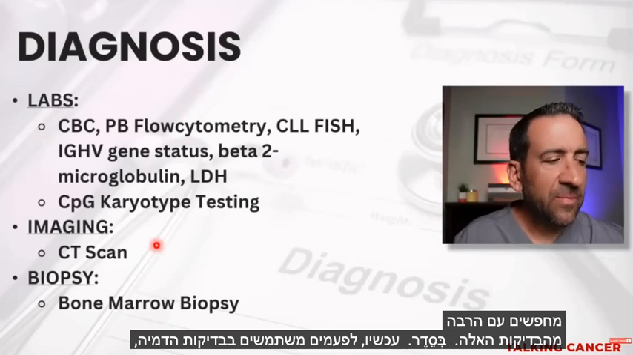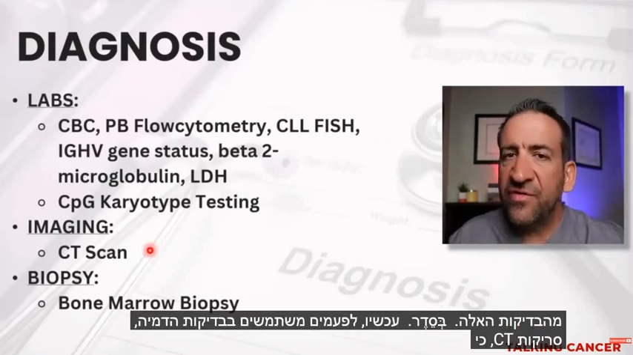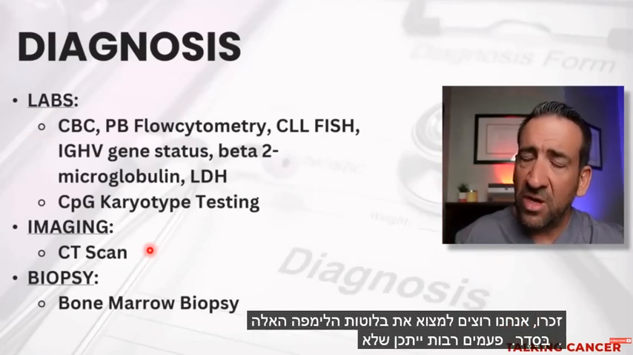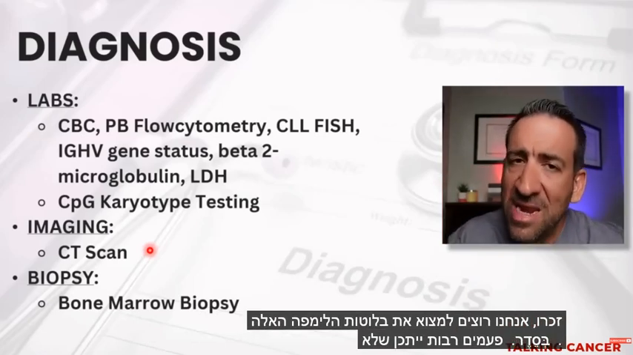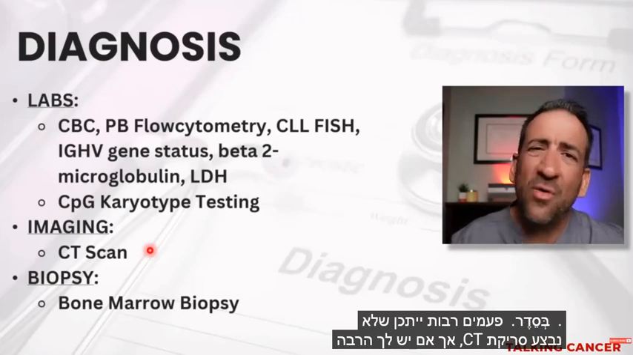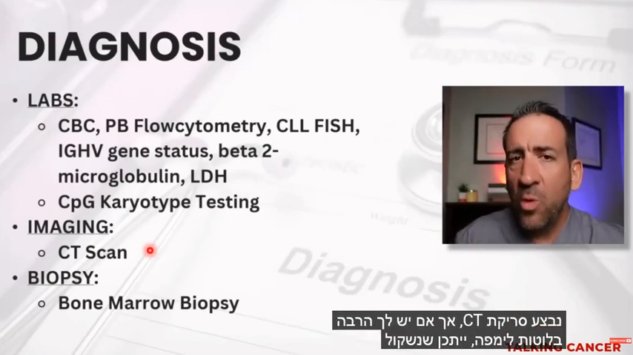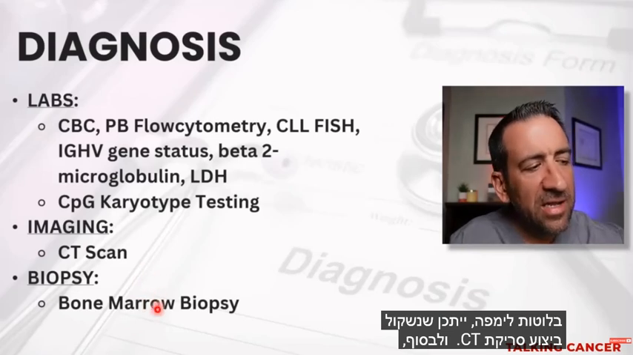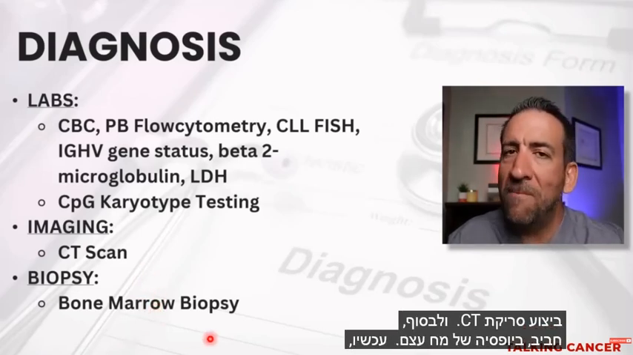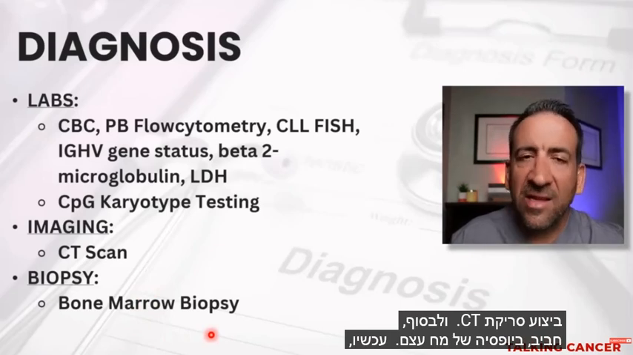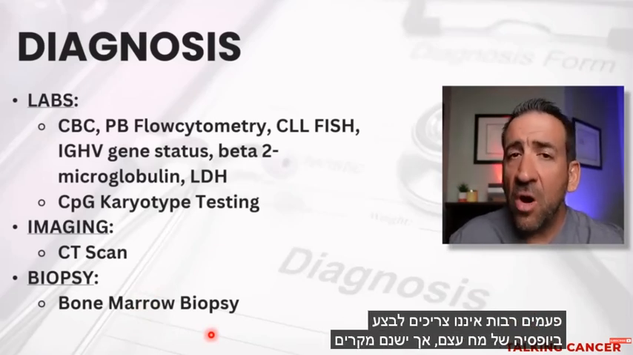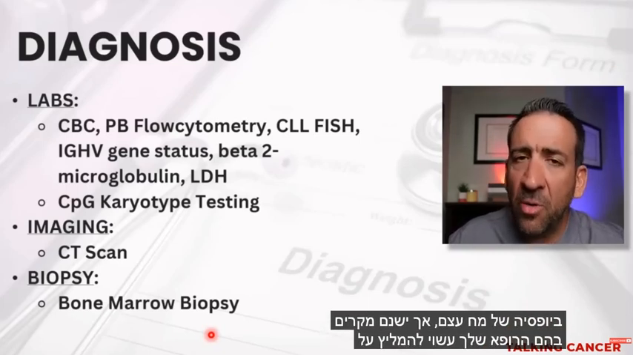Now, imaging tests. CT scans are sometimes used because remember, we want to find those lymph nodes, okay? A lot of times we may not perform a CT scan, but if you have a lot of lymph nodes, we may consider performing a CT scan. And last but not least, a bone marrow biopsy. Now, a lot of times we do not need to perform a bone marrow biopsy, but there are times that your doctor may recommend a bone marrow biopsy.